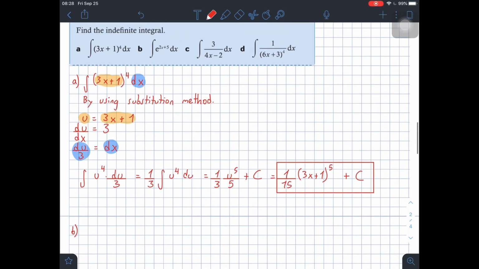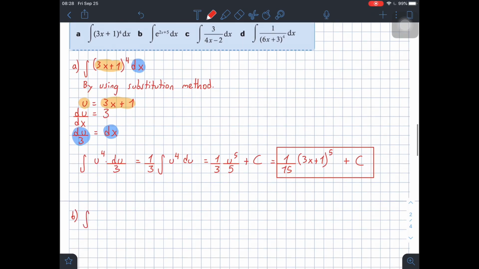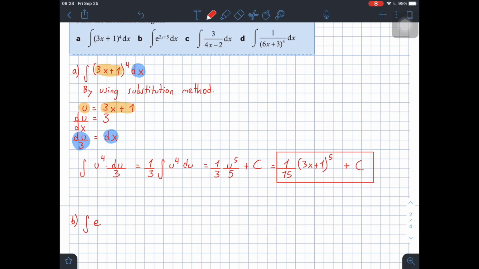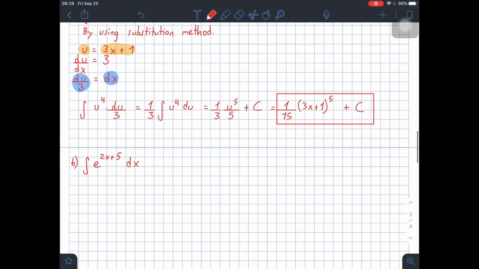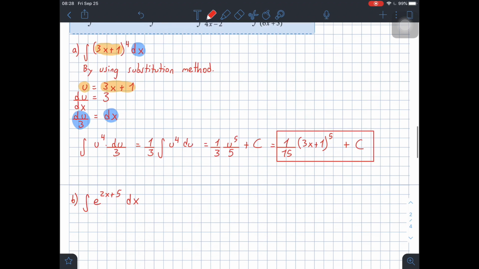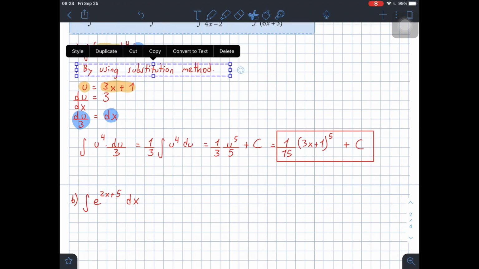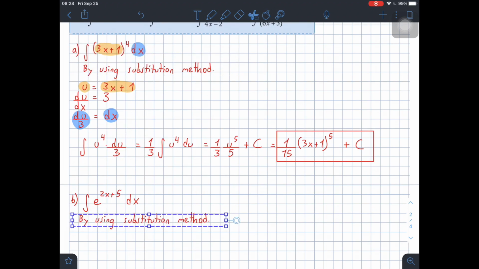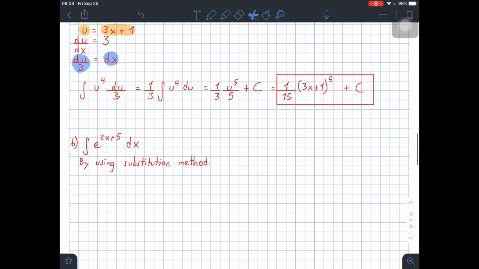We want to find the integral of e to the power of 2x plus 5 with respect to x. Again, as I told you, this is kind of a chain rule, right? Because we need to define, in this case, the exponent as our new variable, and then see what happens. So I'm going to do the same thing by using the substitution method. We're going to define u. In this case, u would be our exponent, okay?